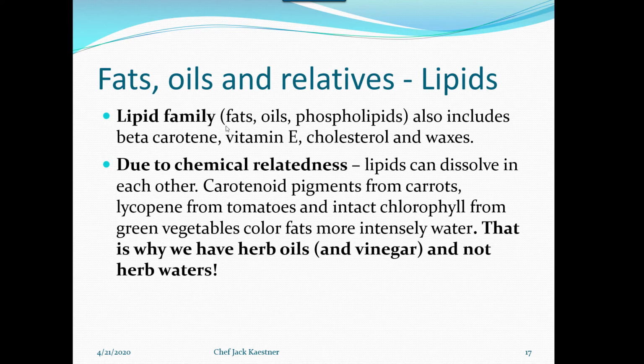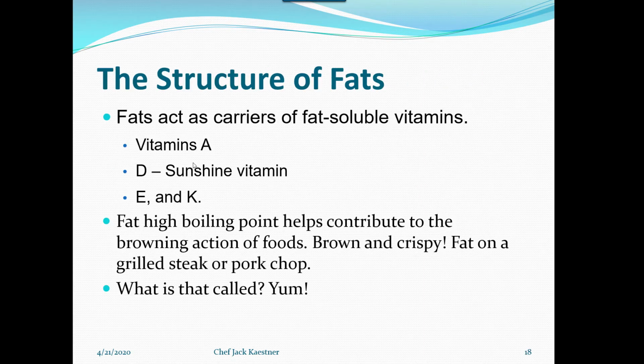And again, in the kitchen, usually we don't say lipid family. It encompasses fats, oils, phospholipids, beta carotene, which you find in carrots, squash, vitamin E, cholesterol, and some of the structures of fats, vitamin A, D, E, and K. Fats generally have a high boiling point, and that contributes to the caramelization and Maillard reaction, so you get nice brown and crispy. Think of fat on a grilled steak or pork chop. What's that called? Yes, yum.